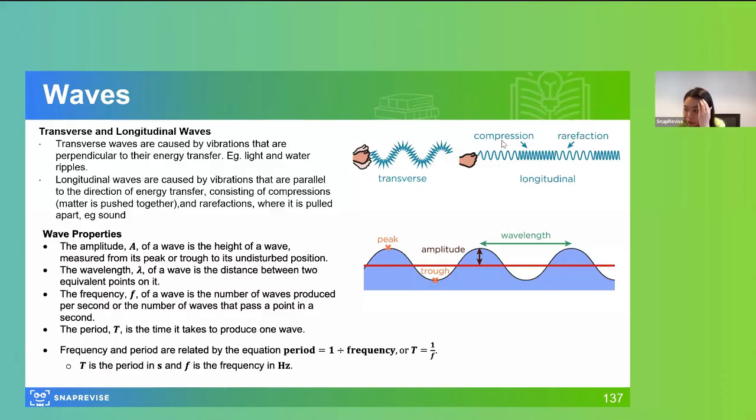Which ones are X-rays made of? Gamma rays. X-rays are a form of electromagnetic radiation, so it's gamma rays. I think that's it. Okay.